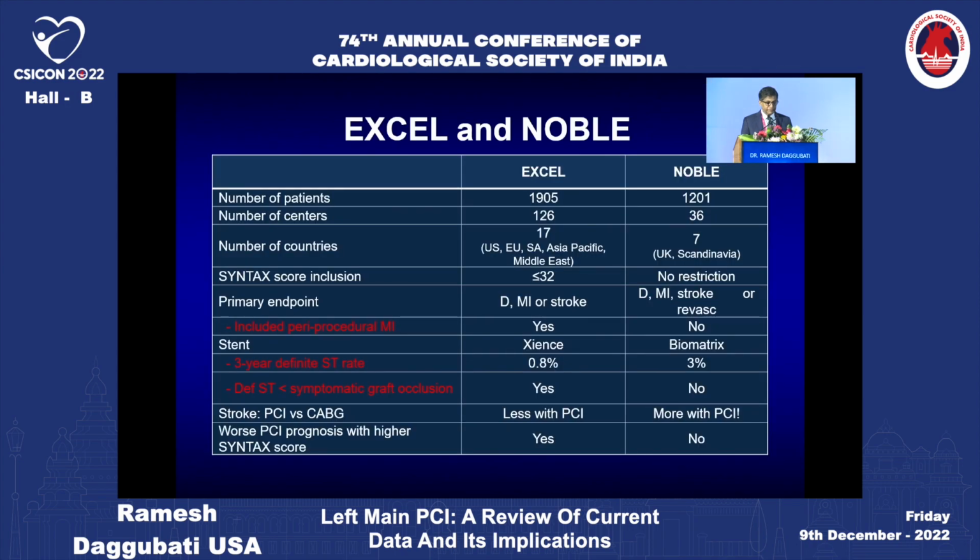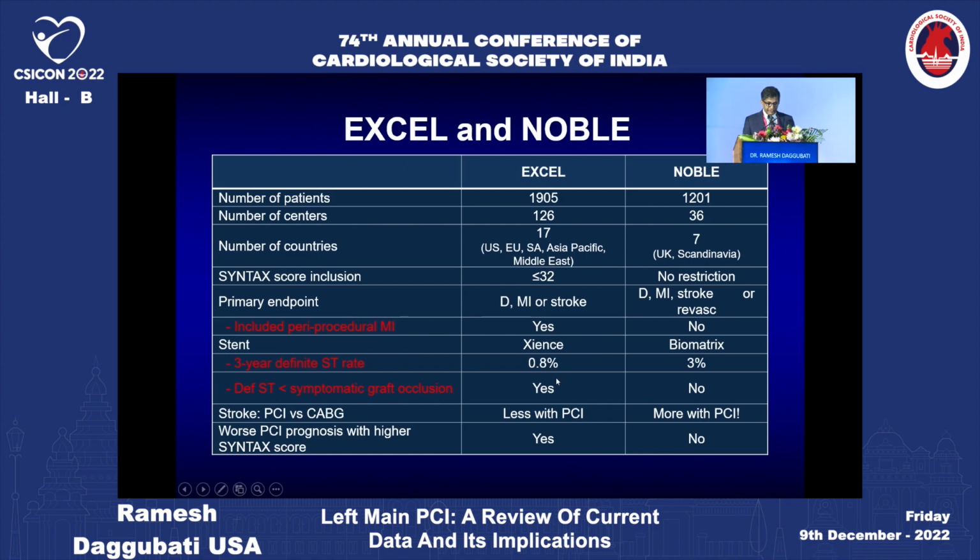So you look at these trials, EXCEL and NOBLE, 1,900 and 1,200 patients, and we'll probably look at it in a little bit more depth. These two trials compare PCI versus bypass surgery. One of them is in UK and Scandinavia in 7 centers, and EXCEL is in 17 centers involving United States, Europe, Asia-Pacific, Middle East, and South America. SYNTAX score was less than 32 in EXCEL, no restriction in NOBLE. Periprocedural MI was included in the primary endpoint in EXCEL and not in NOBLE, which was causing a lot of debate, even now.